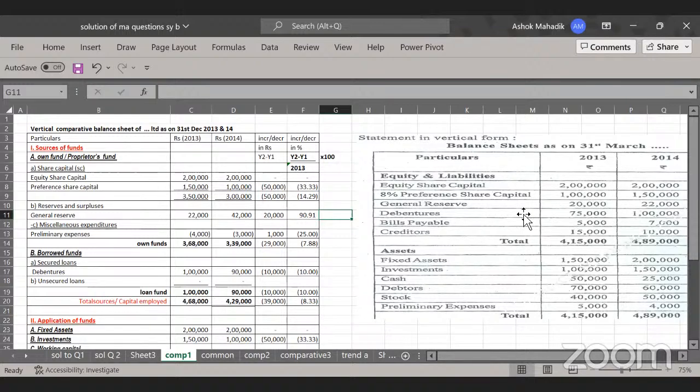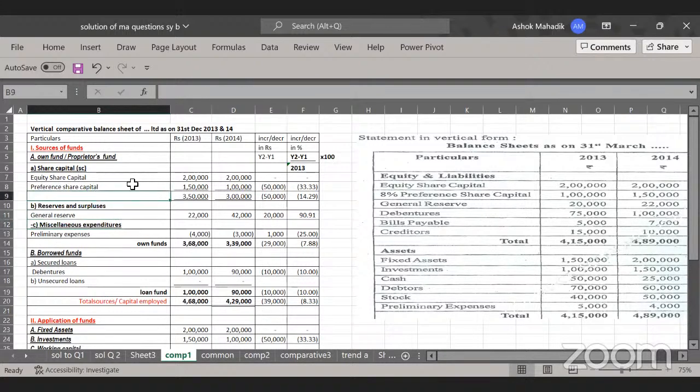When we convert the balance sheet into vertical format, there are 2 sides of the balance sheet: sources of funds and application of funds. In earlier formats we used to have liabilities and asset side, but in vertical format we have sources of funds and application of funds. Under sources of funds we have 2 types of sources: own fund and borrowed fund. Under own fund we have share capital, reserve surplus, minus miscellaneous expenditures.